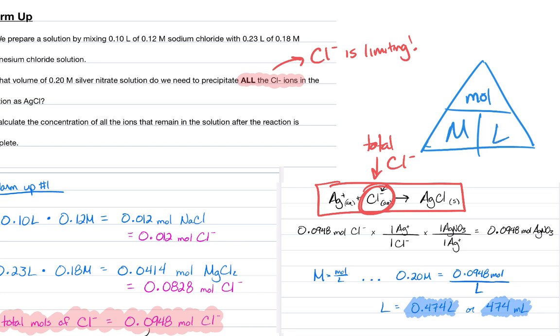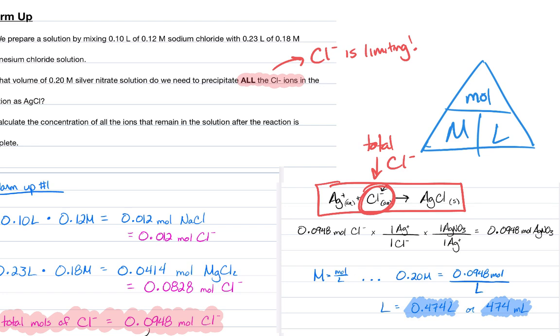Okay. Important part about this problem is this. This is the crux here, right? Combining your chloride. The idea that it doesn't matter where the chloride came from, whether it came from the NaCl or the MgCl2. It's going to react all the same. So we just need to put it all together.